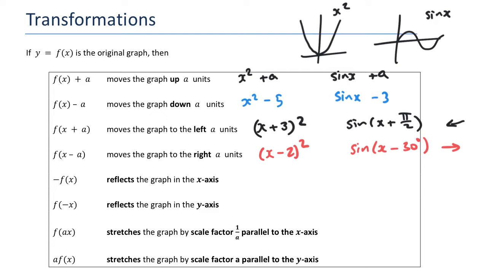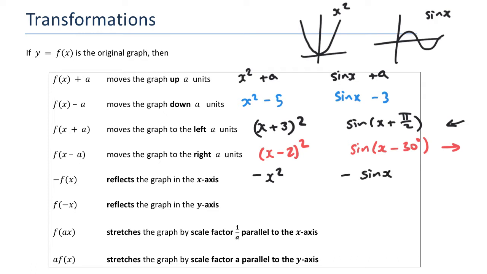The minus f of x, so that's the minus in front of it, what that does is it reflects it in the x-axis. So the quadratic would be reflected and it would look like a frowny face, and the sine graph would be the mirror image of it. Okay, and those would look like minus x squared or minus sine x.